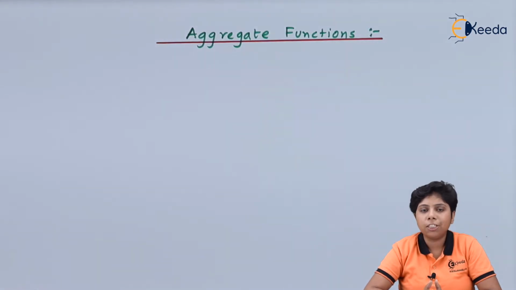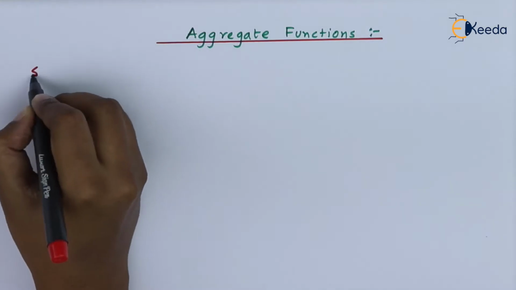Now the sum function adds up all the numeric values that are given to it as input. We can generally use the sum aggregate function when we want to add up salaries or the marks of a student and the like. So now we will look at an example to see how to use the sum aggregate function.